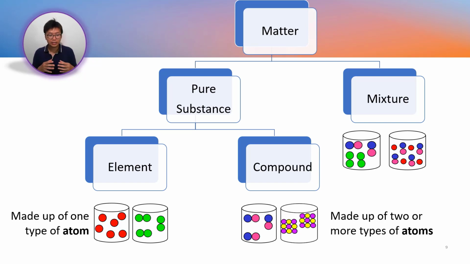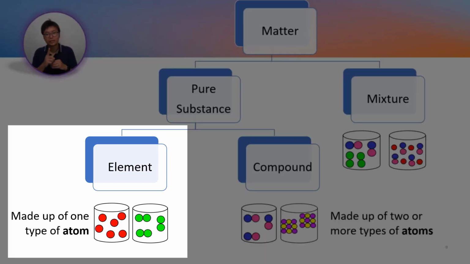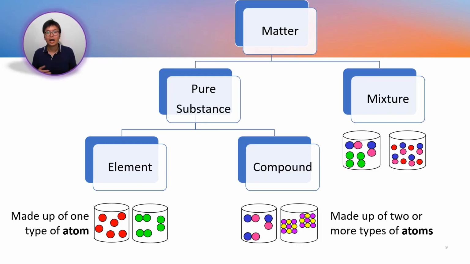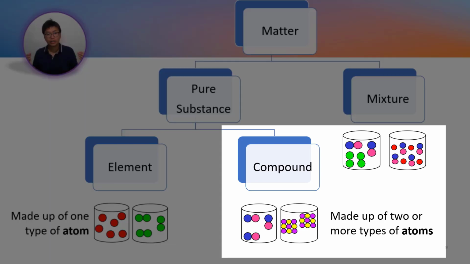An element is made of only one type of atom. As you can see in the image, you can see just all the red particles, and then the other one just all the green particles together. There's only one type of element, so that will be considered an element. The other part of the pure substance, a compound, will come from more than one type of element.